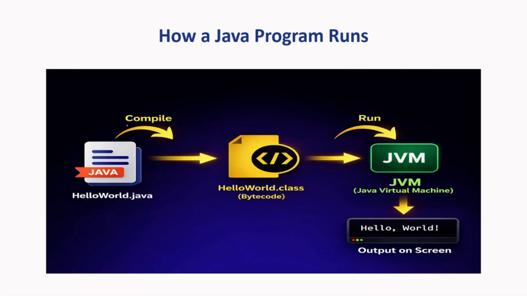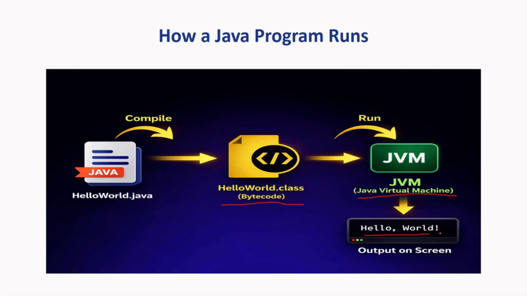Now, when we compile the source code using javac hello-world.java, this source code hello-world.java file is getting converted into bytecode, that is the hello-world.class file. This bytecode does not run directly on the operating system. It runs inside the Java Virtual Machine. So finally, when it runs inside the Java Virtual Machine, we get the output hello world.